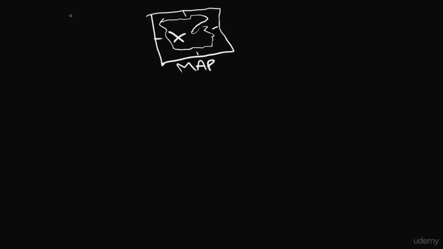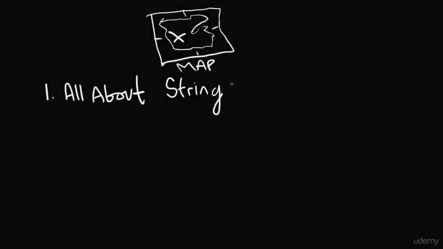Alright, so let's go over a roadmap of what we're going to cover in this course. First, in the chapter on All About Strings, we're going to learn about strings. What are they? How do you define one? What makes a string different than a number? Where can you use strings, etc.? We're going to cover quite a bit of stuff, so it should be an interesting chapter.